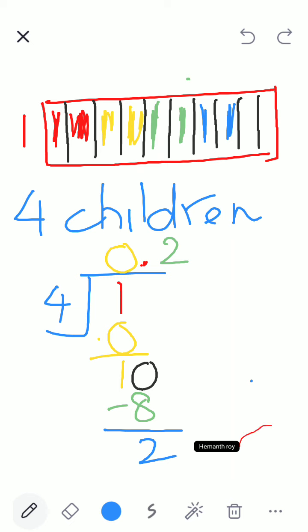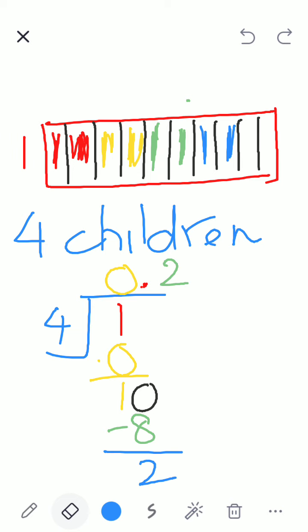You cannot add one more decimal point. Children, don't use my whiteboard, please. We cannot use one more decimal. We already added one decimal point. There are two pieces still remaining.